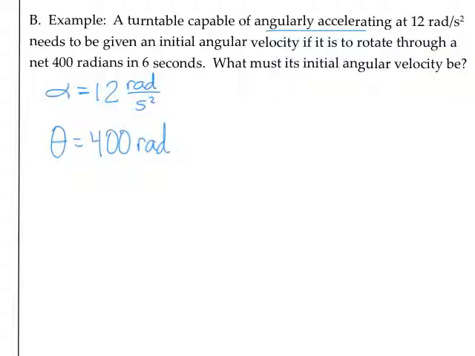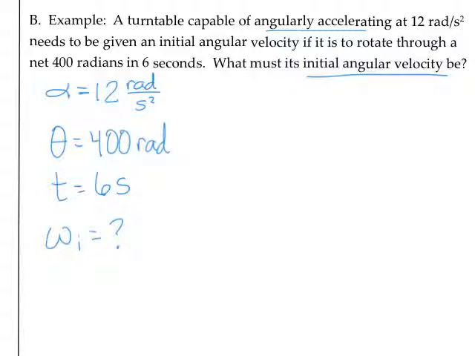We have a turntable, which is an old record player, capable of angularly accelerating at 12 radians per second squared. So let's write that one down. Angularly accelerating would be our alpha, and that's 12 radians per second squared. It needs to be given an initial angular velocity if it's to rotate through 400 radians in 6 seconds. So 400 radians will be our angular displacement. And then obviously 6 seconds is going to be our time. And we are asked to find this initial angular velocity. So that would be the omega, the curvy w, initially.